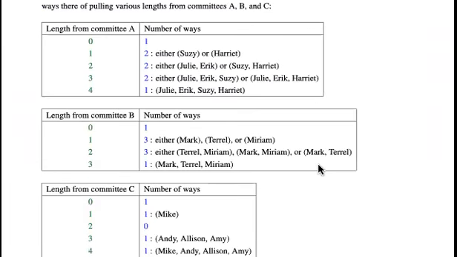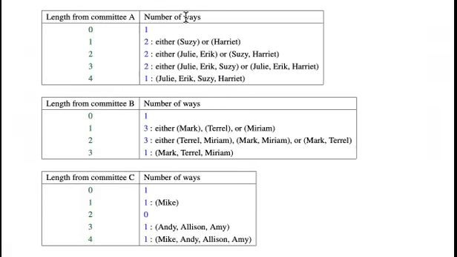Let's tabulate the information. You see the words length and number of ways. You could think of this as frequency. So frequency and length. What does length mean? That means the number of people that we can pull from committee A. And this is the number of ways that we can pull this number of people from committee A. So there's one way of pulling no one. Just looking at committee A, there's only one way of pulling no one from committee A. That's just to do nothing from committee A.